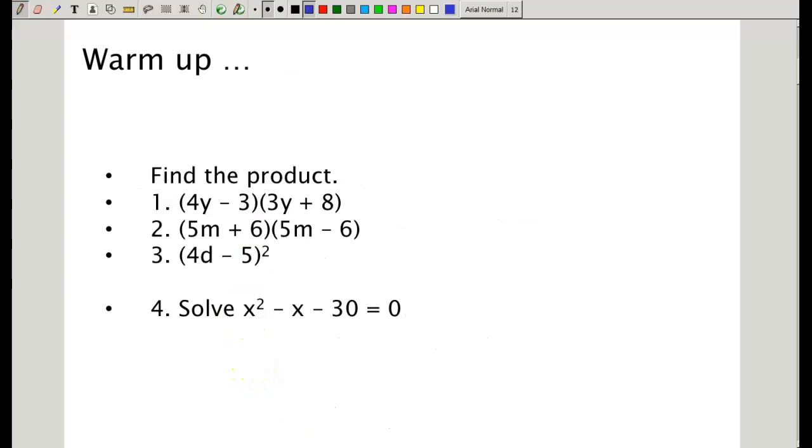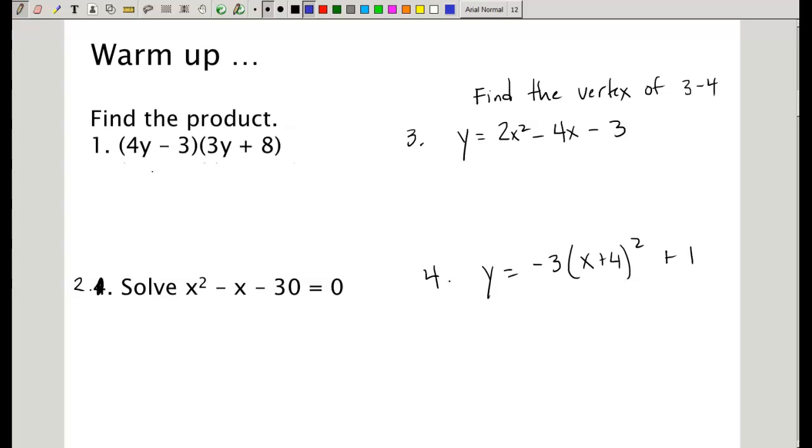To start off with, I want you to do a warm-up. You can pause the video and see if you can do these 4 problems. Okay, let's quickly go over these.